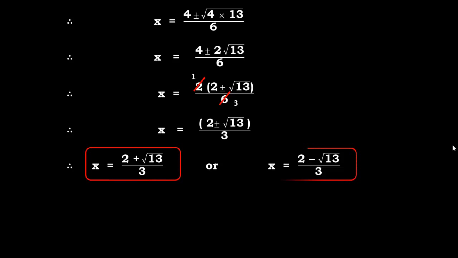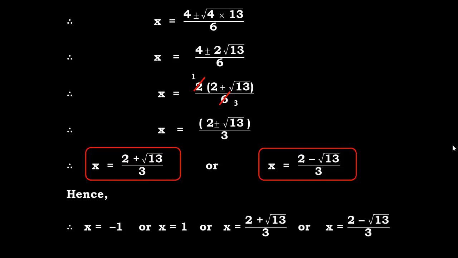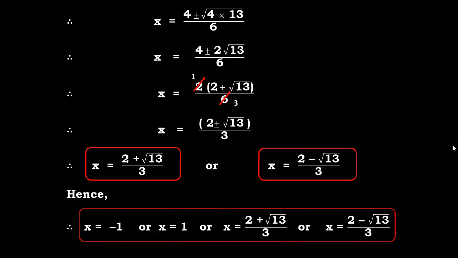So we have 4 values of x here. x is equal to minus 1, or x is equal to 1, or x is equal to 2 plus root 13 upon 3, or x is equal to 2 minus root 13 upon 3. See, in this way you can solve the quadratic equation.